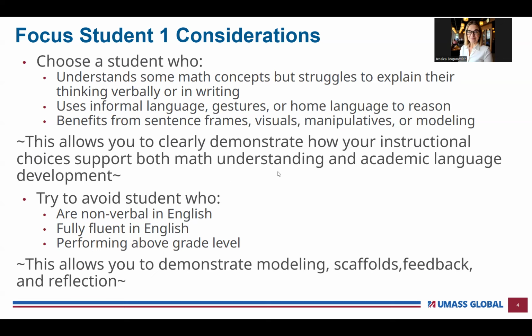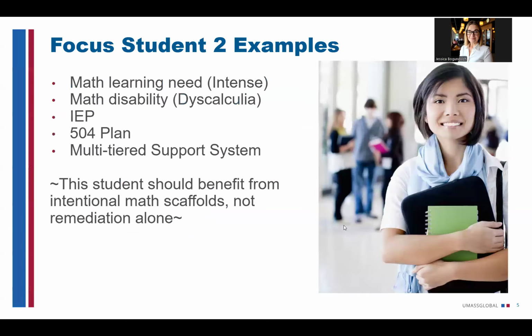When you choose a student, you want to try to avoid a student who is completely nonverbal in English or fluent in English, because that wouldn't give you much room to support their academic language development or their math understanding of the concepts. And then also somebody who is performing above grade level. Again, because you want to be able to support somebody who needs that additional help getting to grade level. This allows you to demonstrate those different scaffolds, such as modeling, and feedback and reflection.